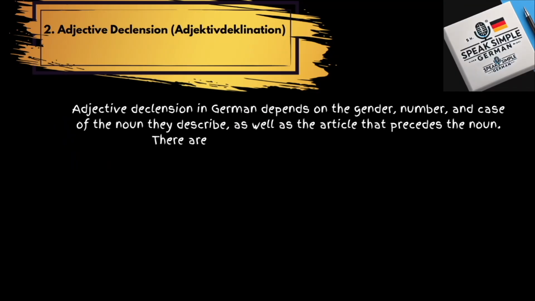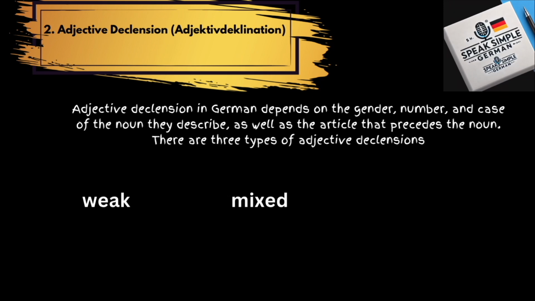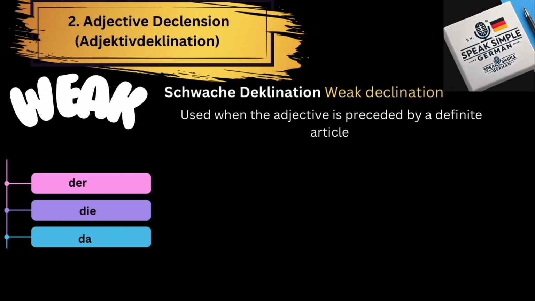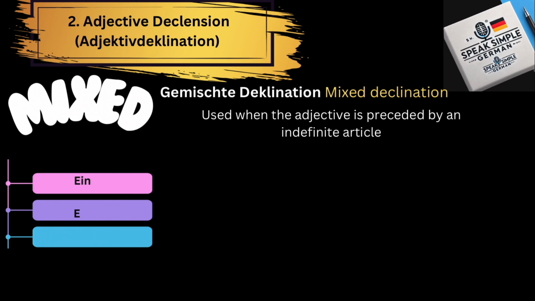Adjective declension in German depends on the gender, number, and case of the noun they describe, as well as the article that precedes the noun. There are 3 types of adjective declensions: weak, mixed, and strong. Schwache Deklination, used when the adjective is preceded by a definite article, der, die, das. Examples. Der große Mann, die schöne Frau. Das kleine Kind.